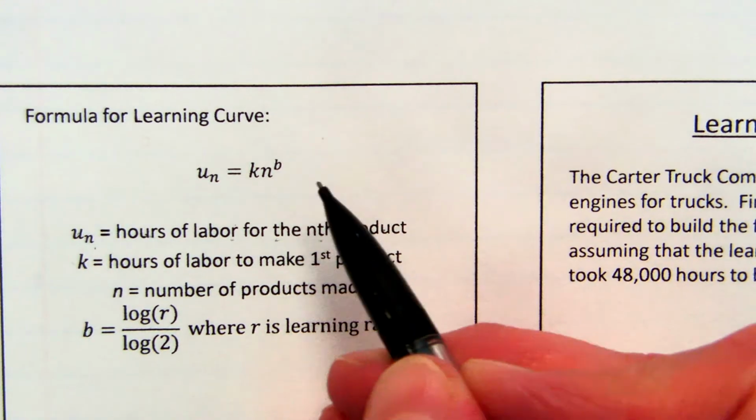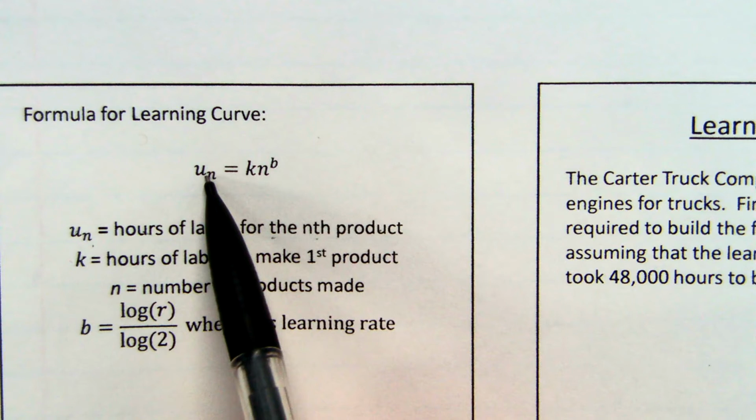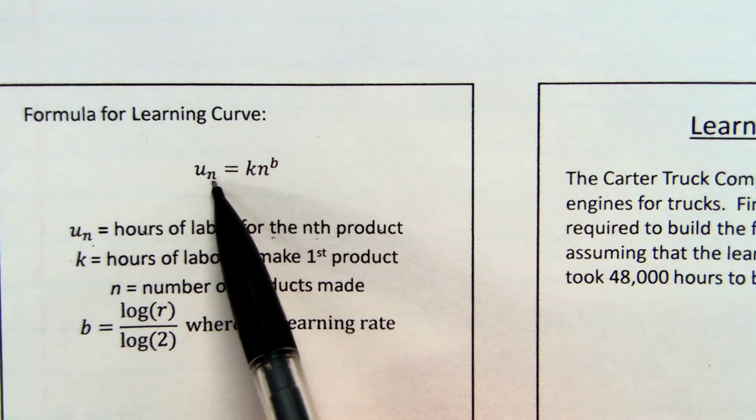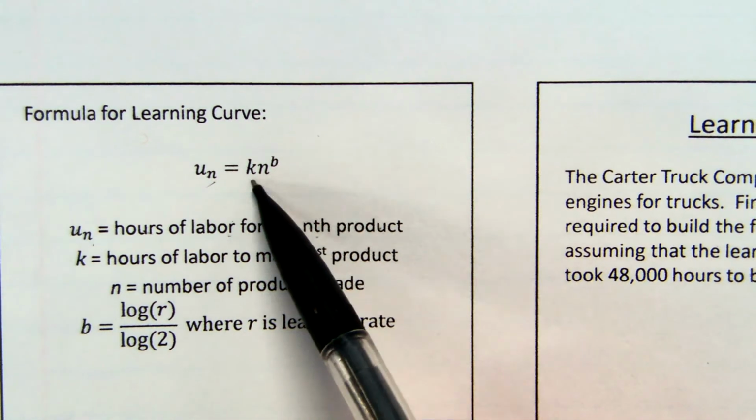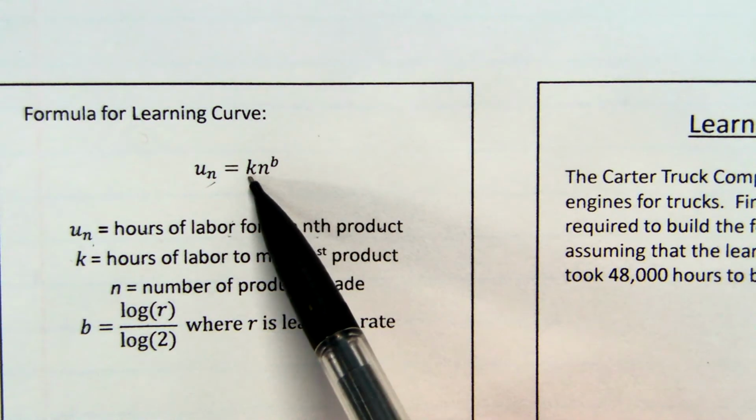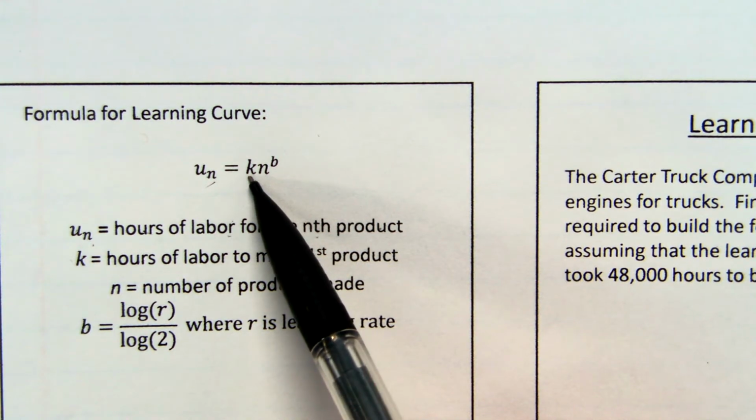So this is the hours of labor for the nth product. If this is 5, that'd be how many hours it takes to make 5. If it's 10, it's the hours it takes to make 10. K is the hours of labor it took to make the first product. The idea is the very first time you're making something, you're going to be slow, and then as you get better, it's going to get faster.